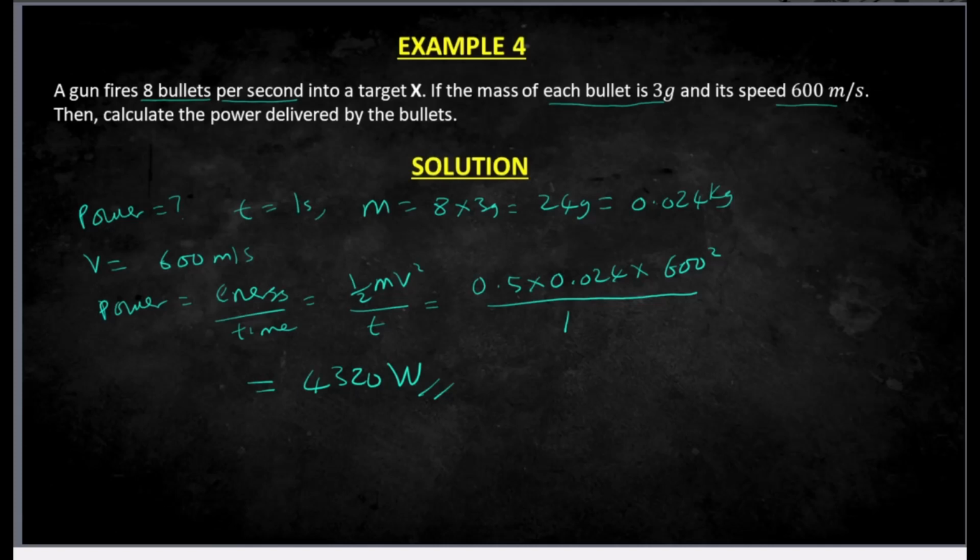No, it's into a target X. There is a point where the bullet hits. That is a target. We don't know where the target is, whether it's a car, whether it's somebody, or whether it's a wall. You just shoot for 1 second.